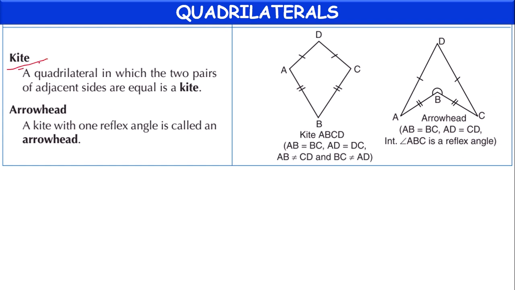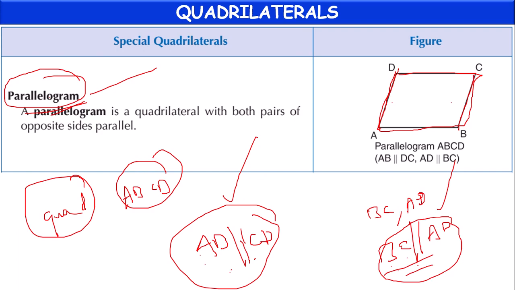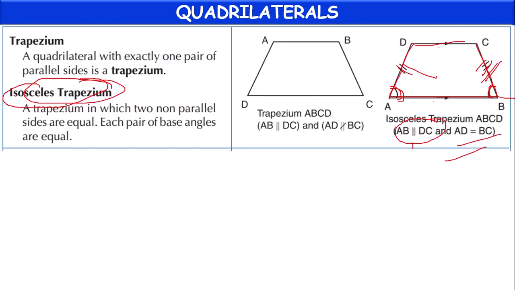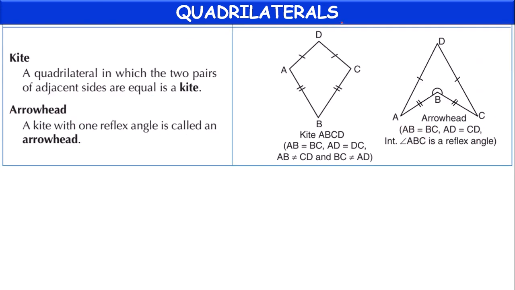Next about kite. We have a structure called kite, which will be in the shape of a kite. It is a quadrilateral in which two pairs of adjacent sides are equal. Up to now, in all the figures, we have been talking about opposite sides. But in a kite, the two pairs of adjacent sides are equal. This AD, CD, they are equal.